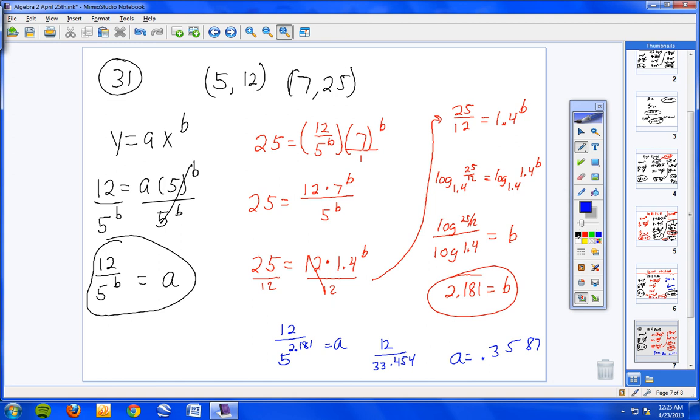So A equals 0.3587. So I'm going to go up high here, and I'm going to write my model way up here. My model is y equals 0.3587 x to the b power, which is 2.181. All right, let me pause very quickly, flip to the back of the book, and let's make sure we have that one correct. 0.358, 2.181. We are correct. Let's move on to number 33.